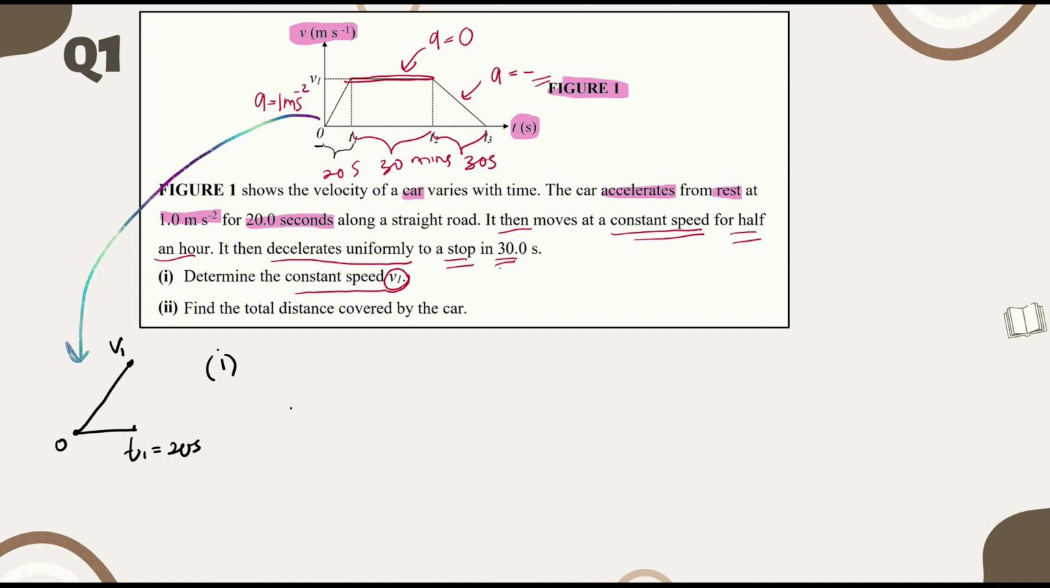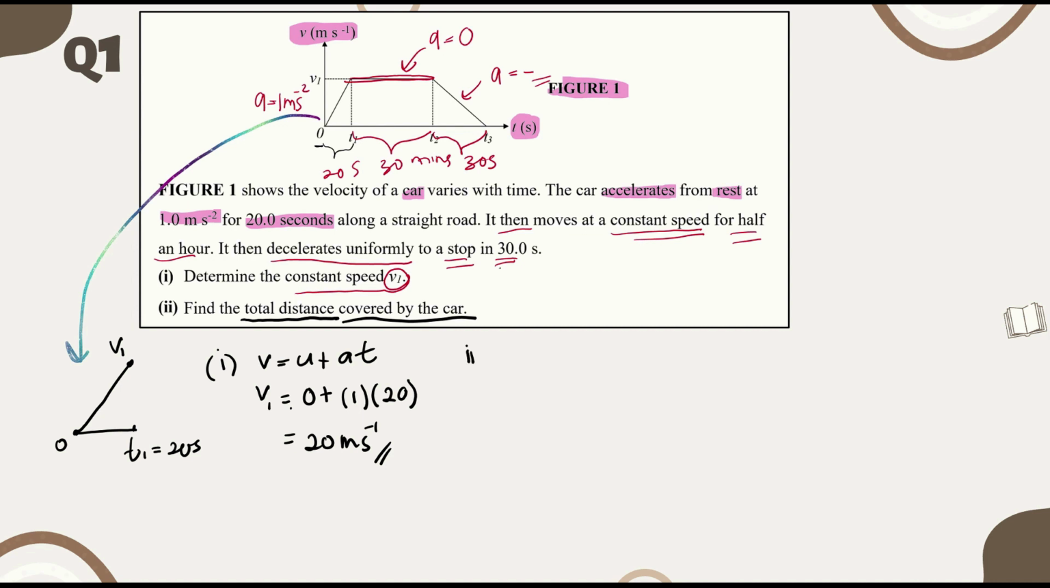we're going to apply the equation v = u + at. In this case, our v is v1, u is 0 because it starts from rest, a is mentioned in the question, 1 meter per second squared, and t is 20 seconds. Then finally you'll have 20 meter per second. That's the velocity v1.